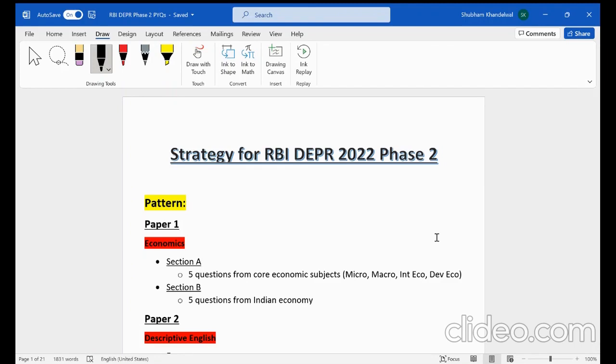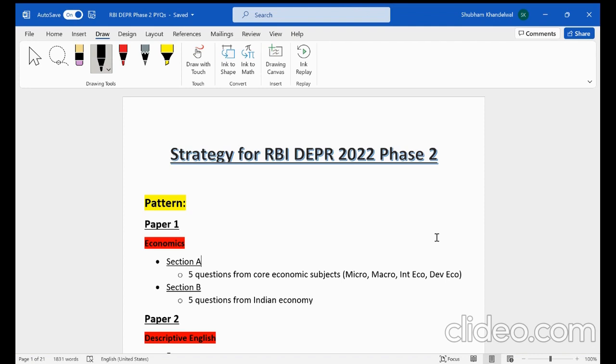Today we will discuss the strategy for the RBI Grade B DEPR 2022 Phase 2 exam. I hope you have checked your Phase 1 results, and I congratulate all who have cleared Phase 1. Those who could not clear Phase 1, do not worry. Just try to identify the mistakes, the reasons behind why you could not clear Phase 1, and then accordingly make an action plan for next year's exam.